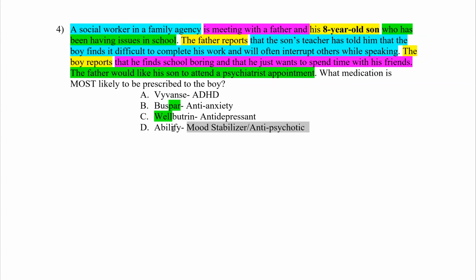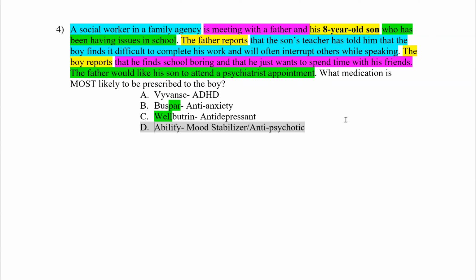So right off the bat, we're going to rule out D. Why? Because he's 8 years old and that's a heavy hitter to be given an 8-year-old. So we're seeing no psychosis. We're seeing no mood disorders. So that's where you've got to be careful, just because it looks like a good answer doesn't mean it actually is. Because if we give an 8-year-old this, we are going to be very unethical.